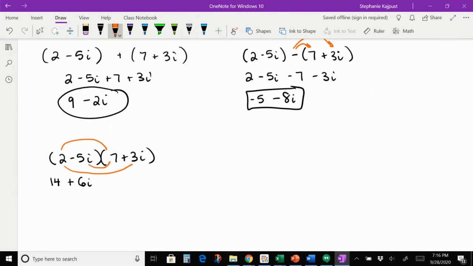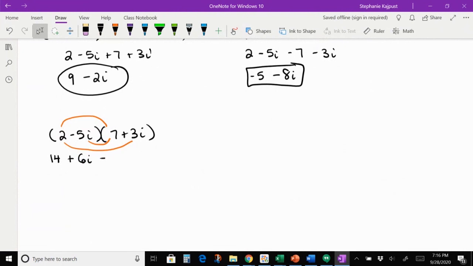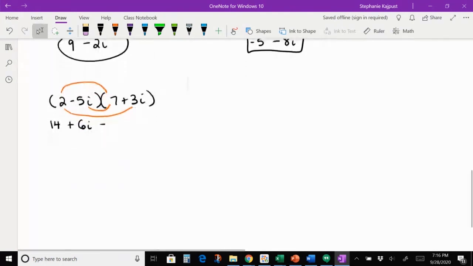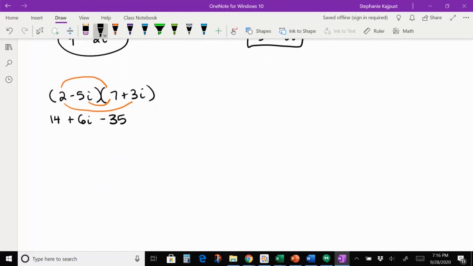Inside terms, we get negative 5i times 7. So negative 5 times 7 is negative 35i. And then the last terms, you have negative 5i times 3i. So negative 5 times 3 is negative 15. i times i is i squared.